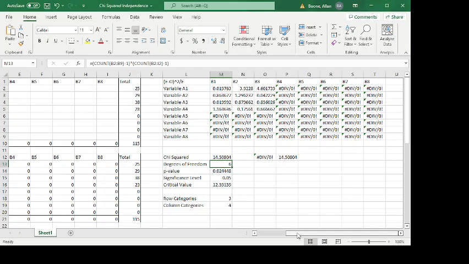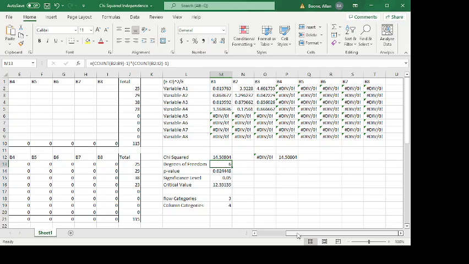Then we can get the degrees of freedom. So the degrees of freedom is you just count the number of row categories, and you subtract 1, and you count the number of column categories, and you subtract 1, and then you multiply those together. I also have the categories here. So in our column, we have 4 entries. In our row, we've got 3 entries.